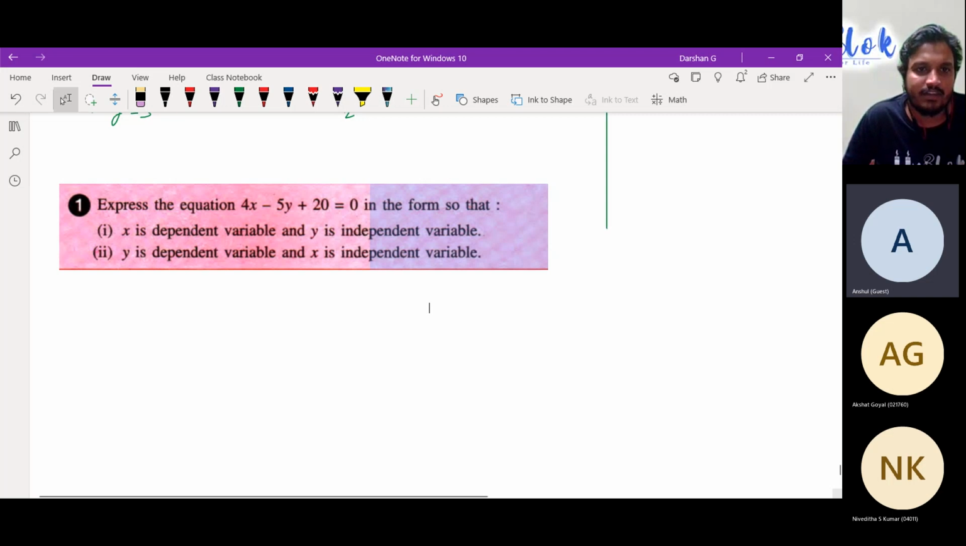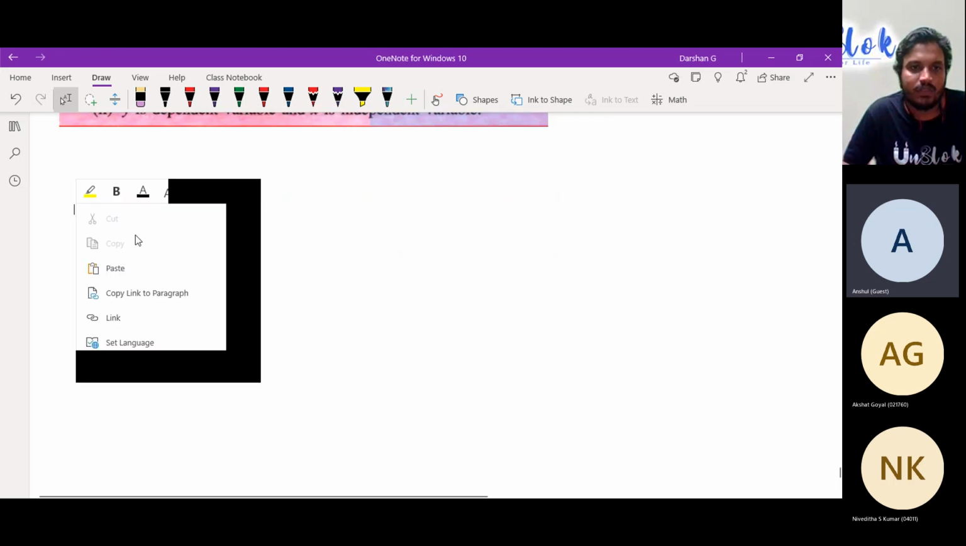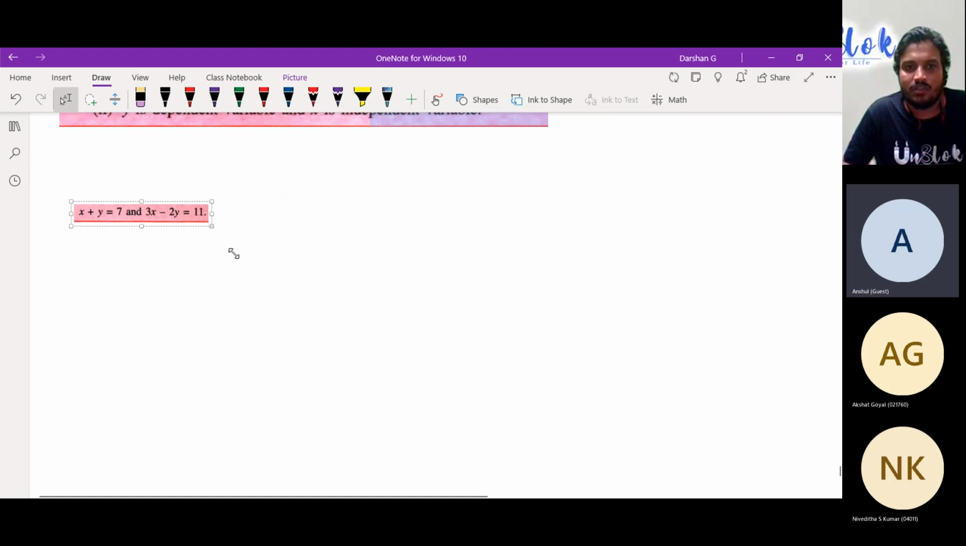What's the value of x and y? Anyone? Sir, x is (5y minus 20) by 4 and y is (20 plus 4x) by 5. Great. So let us move on with one of the equations. I'll be giving you an equation and you have to plot it on the graph sheet. Simultaneous linear equation. We're taking an equation that should now be plotted on the graph. I'm taking a random one. So this is the equation. So how to plot it?